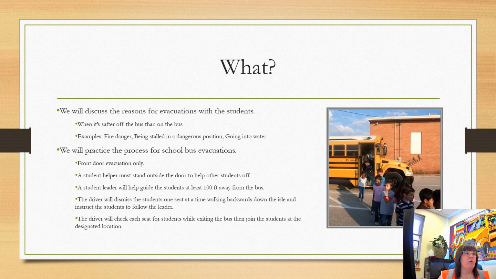So it's important that we be specific with our students without scaring them. So give examples like if the bus was going to get stuck on a railroad track, or if maybe there was a threat of a fire, we would want to get off the bus as quickly as possible. Don't say things like, we're all going to die if you don't get off the bus fast enough. Things like that could really scare them. We don't want to deal with that.